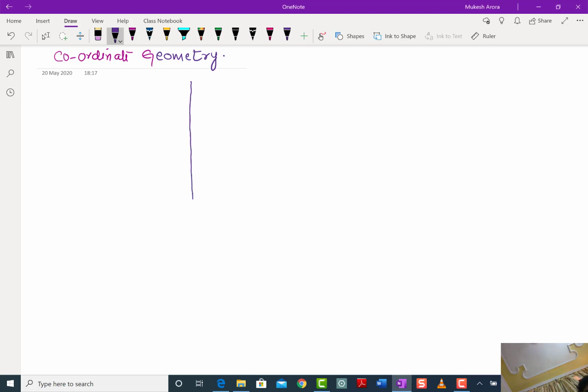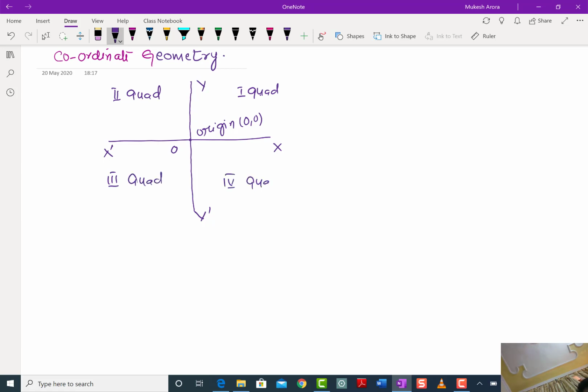We revise the coordinate geometry. This is the x-axis, this is the y-axis, and this is the origin. O is the origin, where all the points are 0 and 0. This is the first quadrant, this is the second quadrant, this is the third quadrant, and this one is the fourth quadrant.